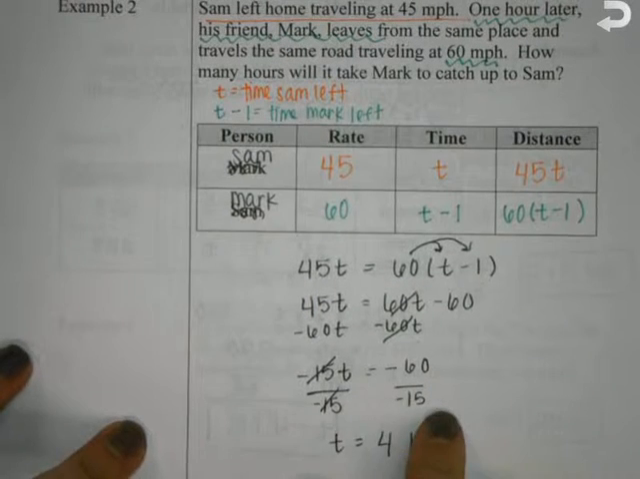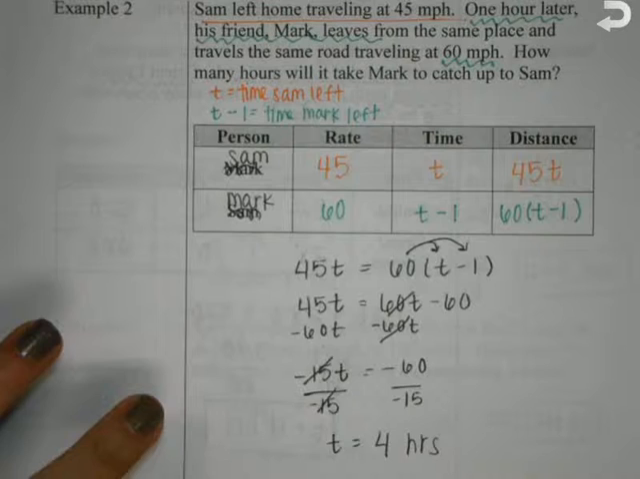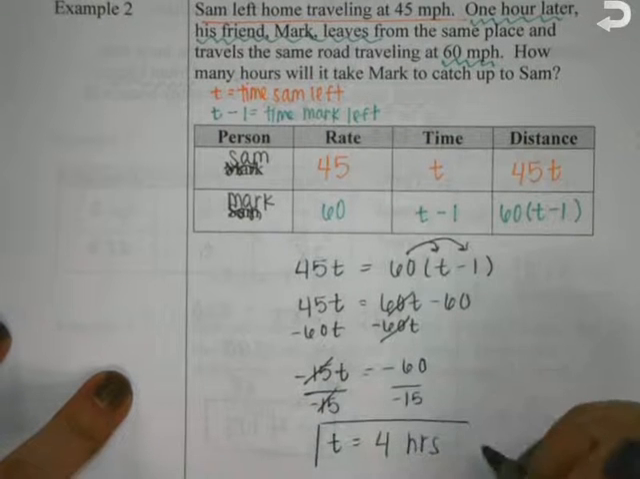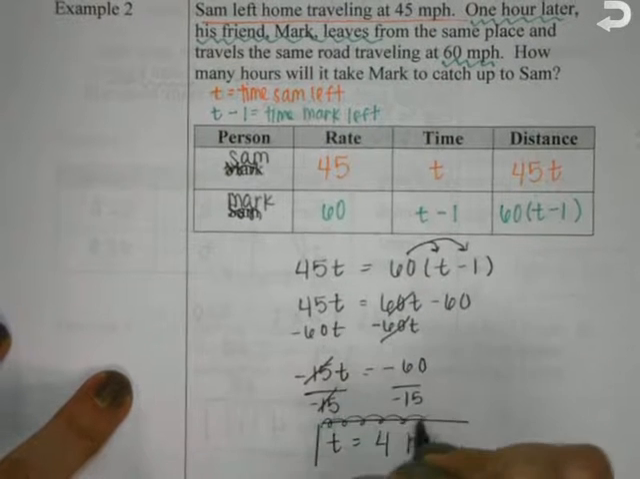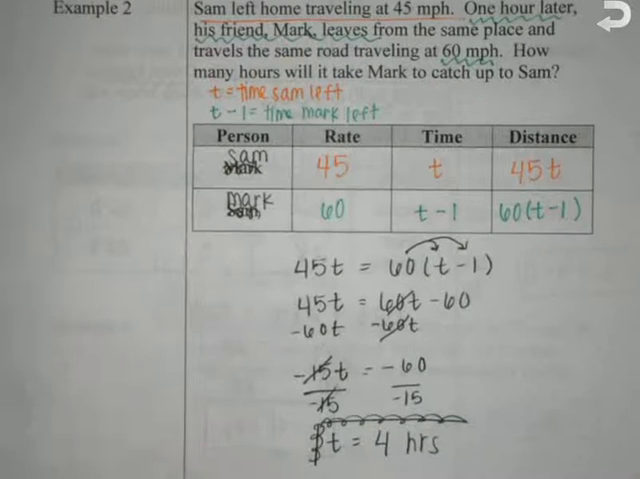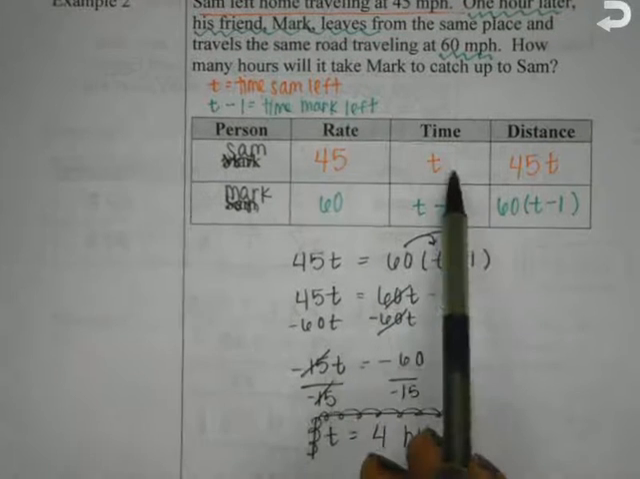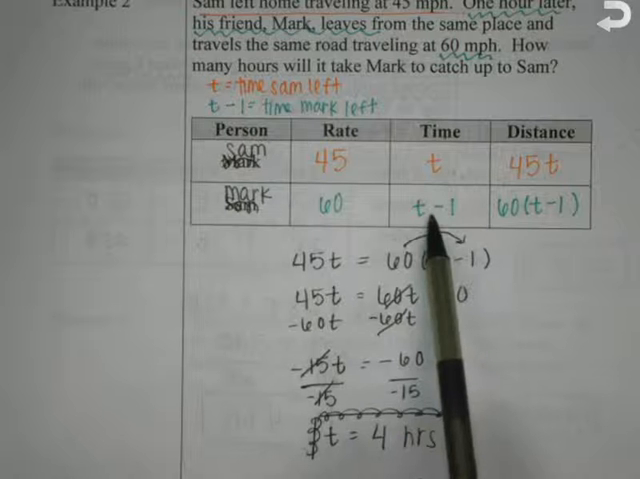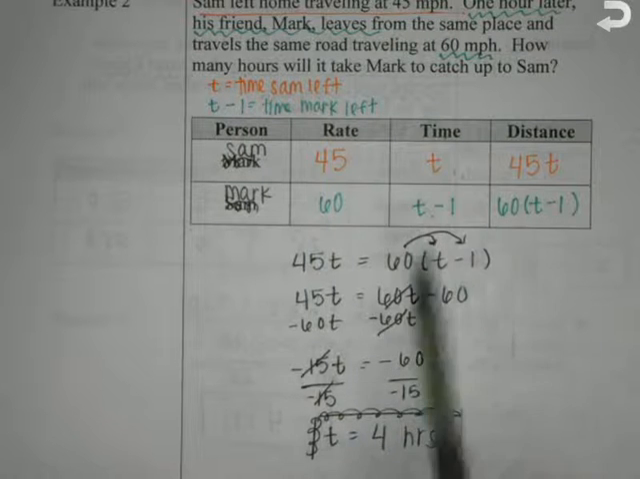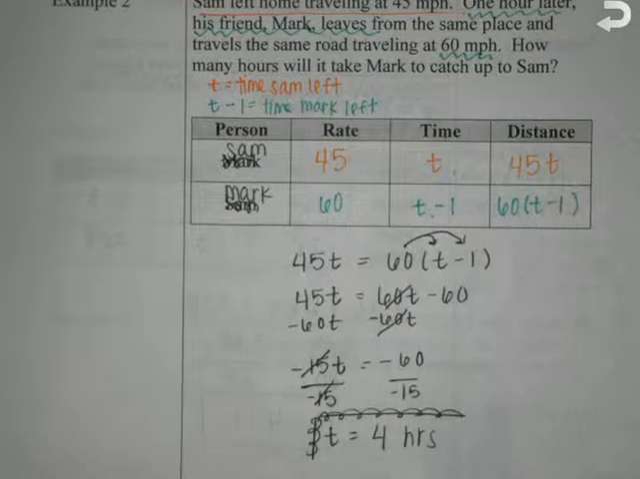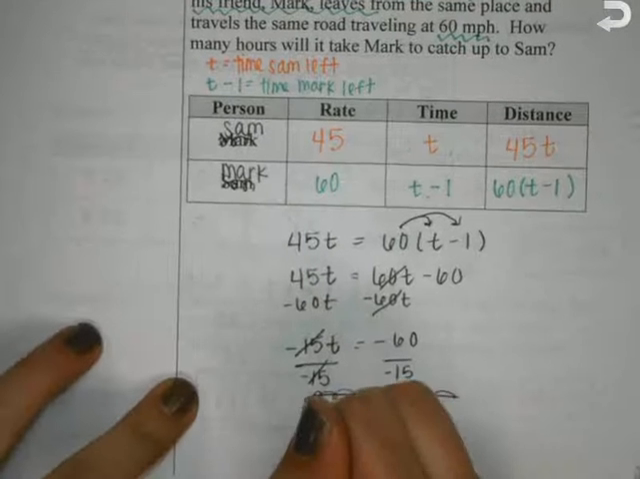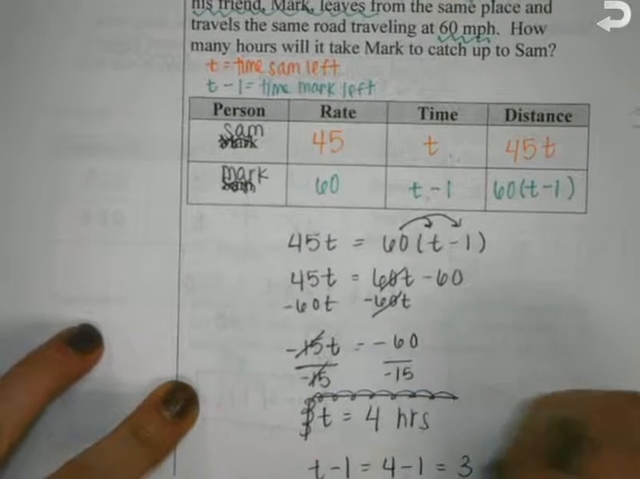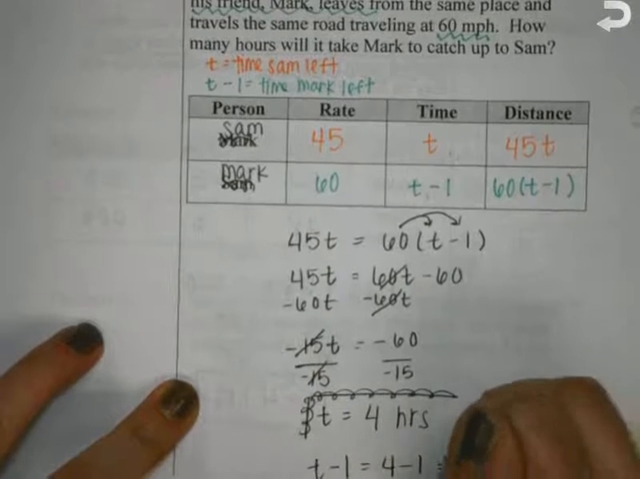So how long? Oh, no, that's not our answer. Let's think about it. T is 4 hours. That's Sam's time. But it took Mark less time, right? It took Sam 4 hours to get that distance. How long did it take Mark? 3 hours. So it's T minus 1. So 4 minus 1 is equal to 3 hours. So just by solving for the variable, we did not necessarily answer the question. Do we have to write it in words?